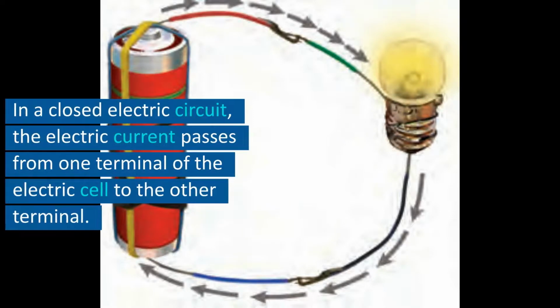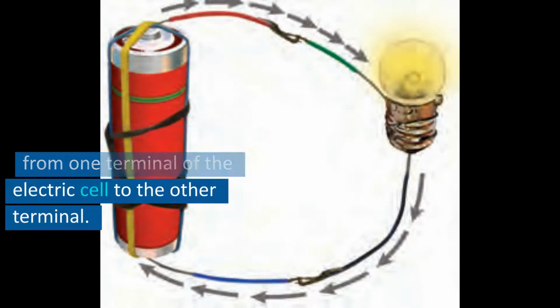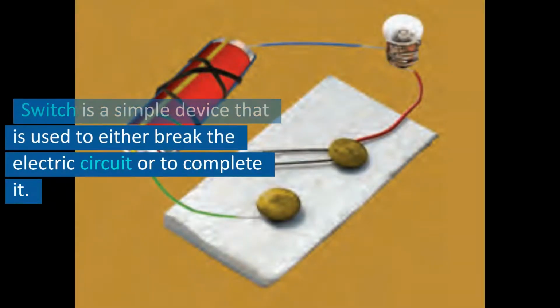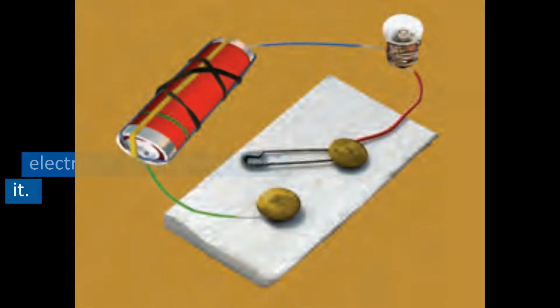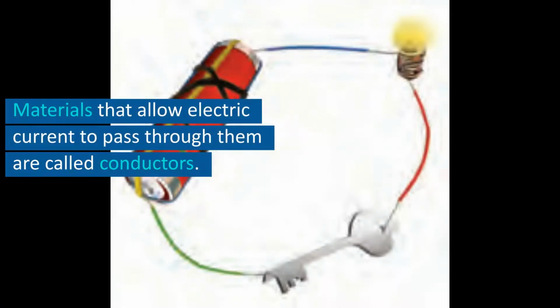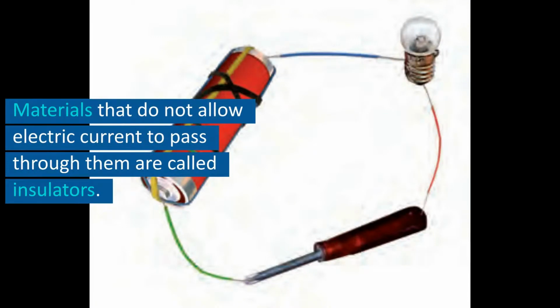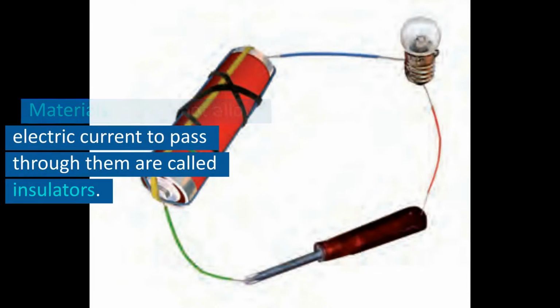In a closed electric circuit, the electric current passes from one terminal of the electric cell to the other terminal. Switch is a simple device that is used to either break the electric circuit or to complete it. Materials that allow electric current to pass through them are called conductors. Materials that do not allow electric current to pass through them are called insulators.